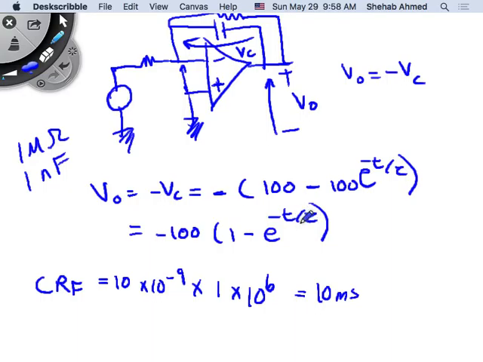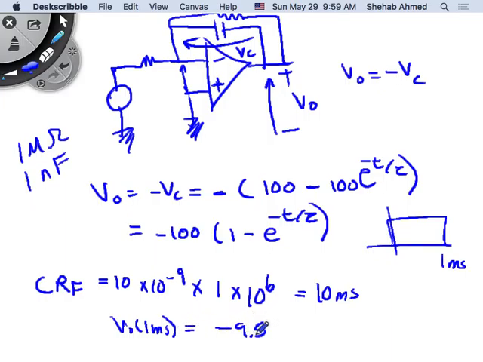If time is in milliseconds, and I have 1 millisecond here, which is my input square wave, then tau will be 10. So this is minus 100 times 1 minus e to the minus t over 10. If you substitute here, for V output at 1 millisecond, you will get minus 9.5. Do we see what we did or no? Everybody's okay with this?